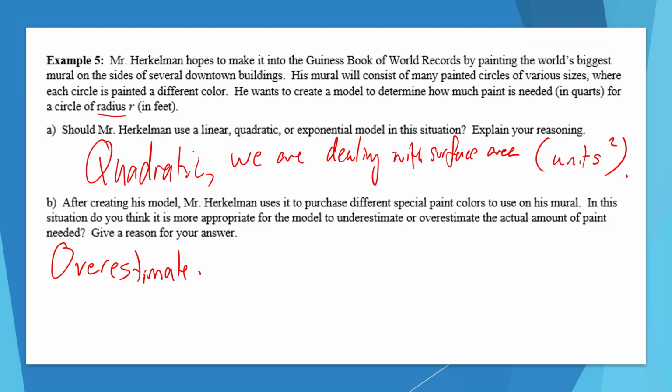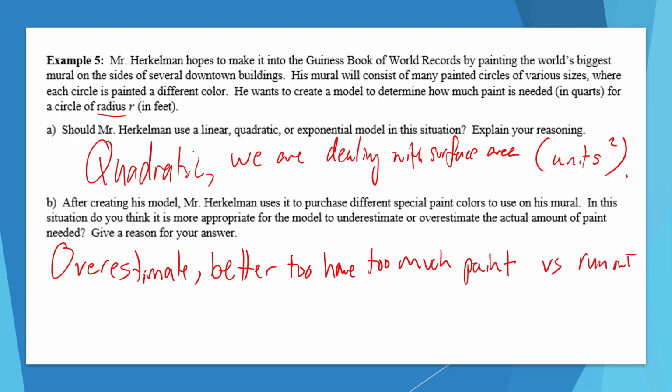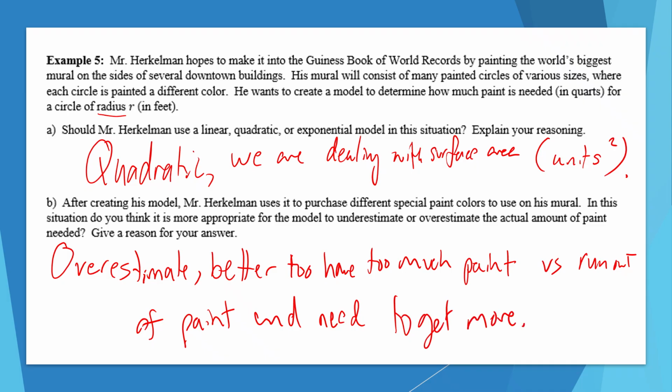And the reason why it's better to overestimate is because in terms of this story problem, you almost want to have too much paint rather than run out of paint and not have enough. So here I would say it's better to have too much paint versus run out of paint and need to get more. So that should be my answer for part B.